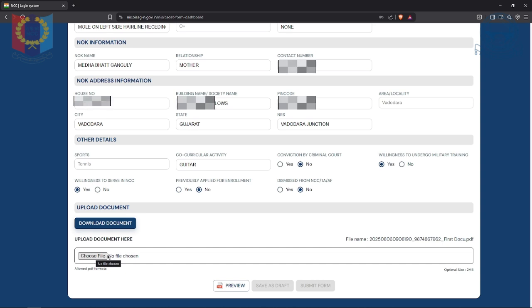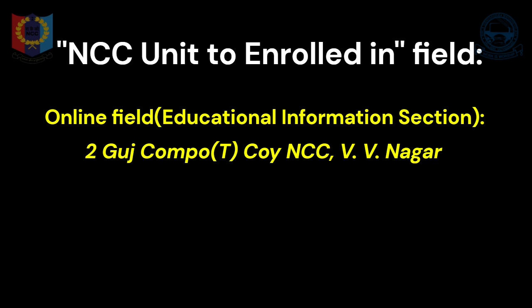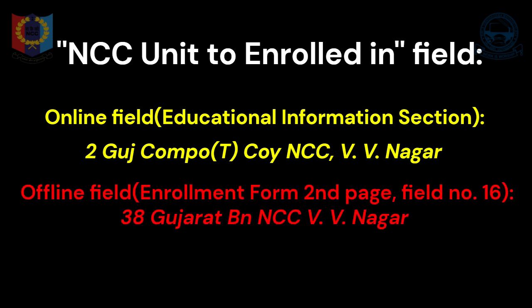It is also important to note here that while in this online form, we have selected the unit name as Gujarat Compo Tech Coy NCC Vidyanagar. As a result of our NCC unit having recently upgraded and expanded, in the second page of the physical form, in field number 16, we must write the name of our NCC unit as 38 Gujarat Battalion NCC VV Nagar.